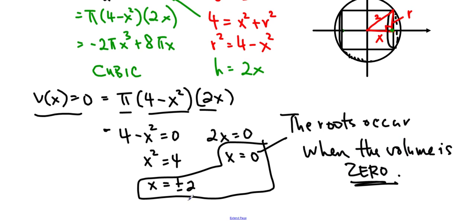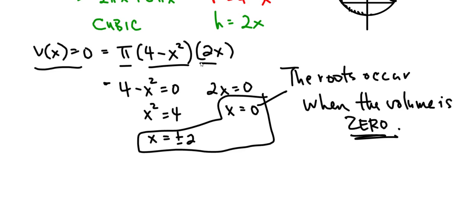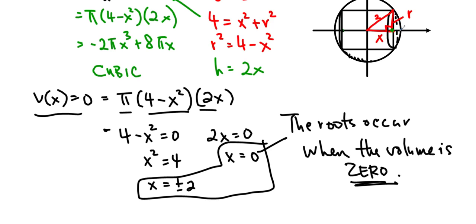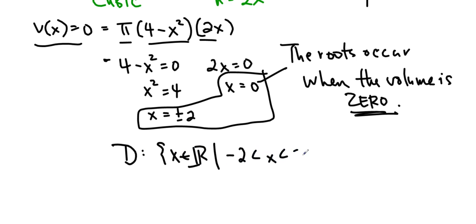If we want to think about the domain and range of that volume function, we know that we couldn't extend past 2 because then we'd be outside of our sphere and it has to be inscribed on the inside. We also know that it can't be equal to 0 because then we'd have a cylinder of volume 0 and we don't want to have volume 0. So the domain for this volume is x in R such that negative 2 is less than x is less than 2, where x is not equal to 0.